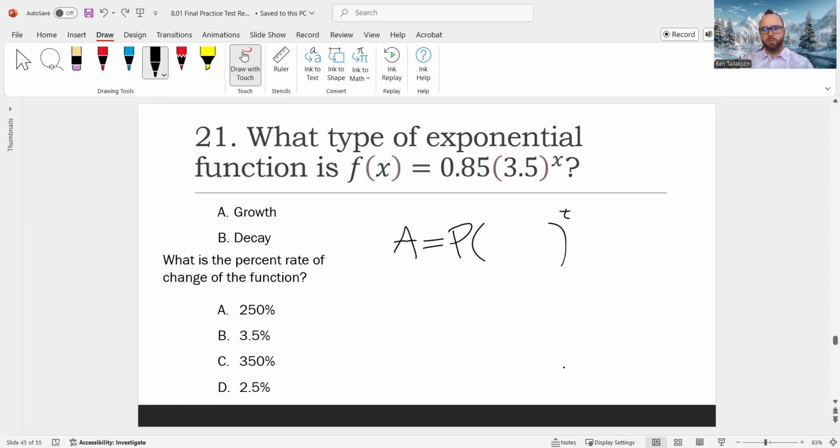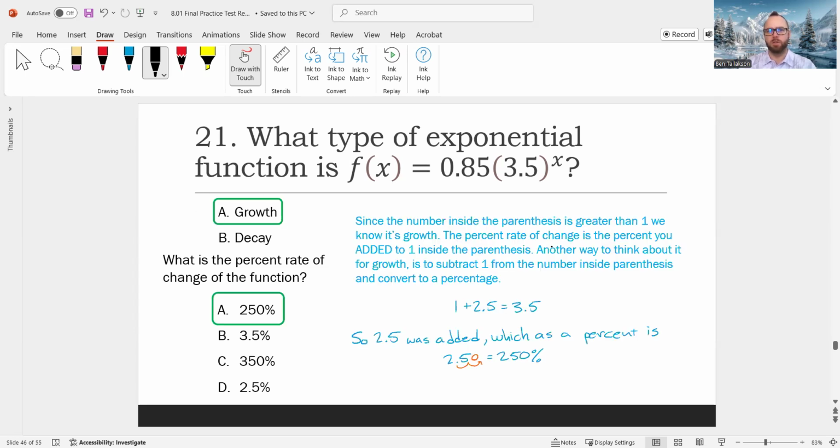So what is originally in here is 1 either plus or minus the rate. Remember, if this number in parentheses is bigger than 1, then it was a plus. So we're talking about growth. Now, you can write all of these words. You don't need to, but you do absolutely need to write down this work here. So let's talk about it.